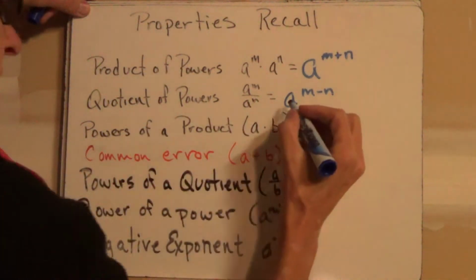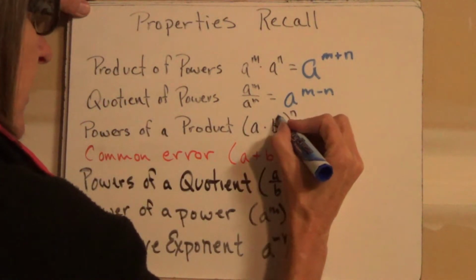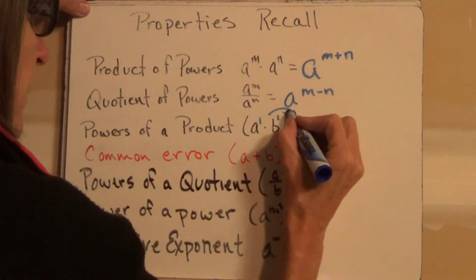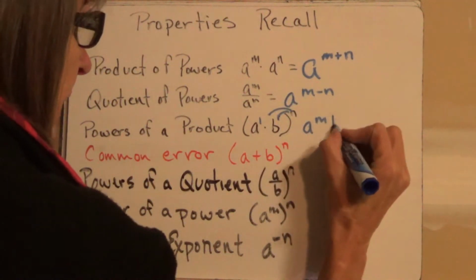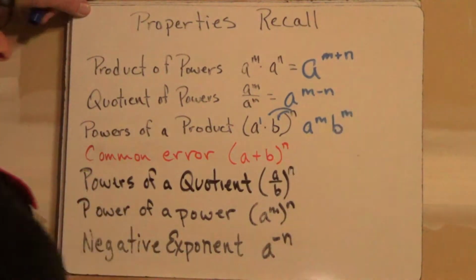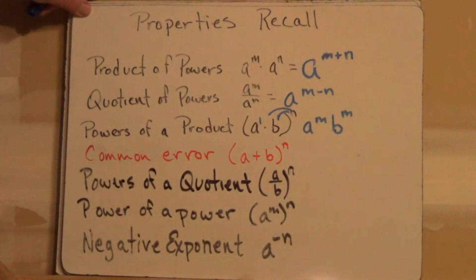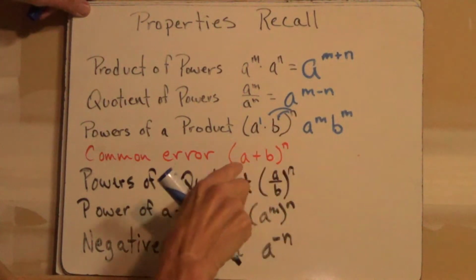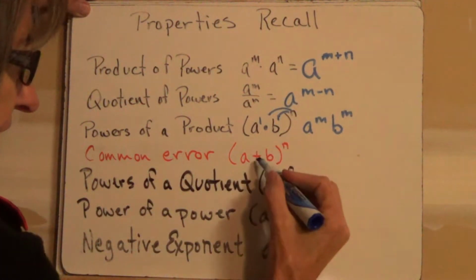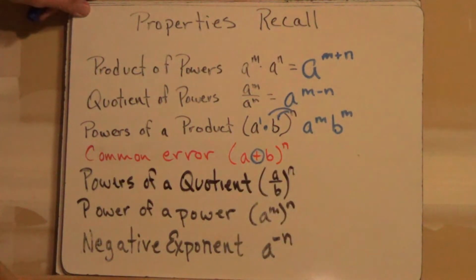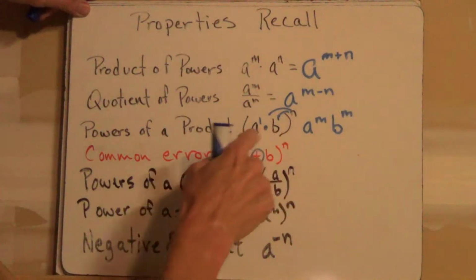Power of a product, all we do is we distribute in and we raise each item to that power. So that would be a to the m times b to the m. Now here's the most common error. Kids try to apply this property into this situation. The difference is this has a multiply, this has a plus. You cannot distribute in this case.